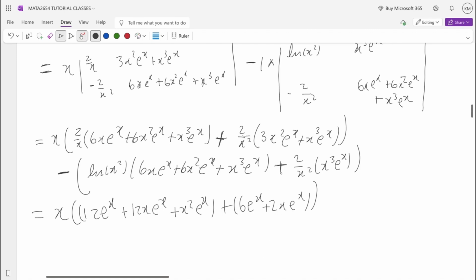Then what do we say? Surely there is no need for these brackets, but it's fine. Then we say minus. What do we have now? We multiply b in here. Okay. We have ln x squared. I can say 2, but that's fine. ln x squared times 6x e to the x.